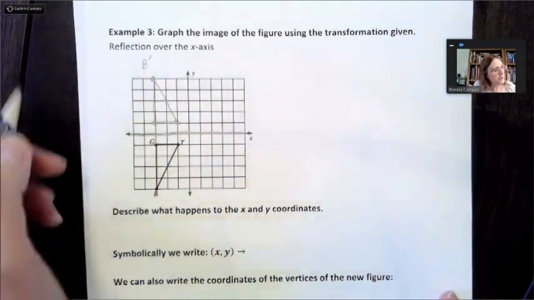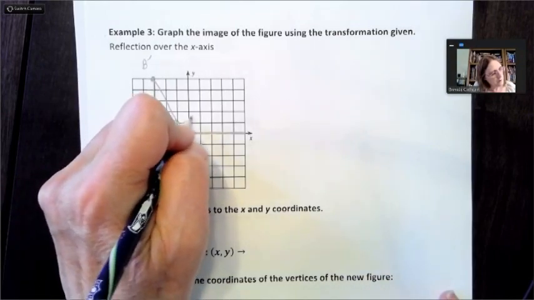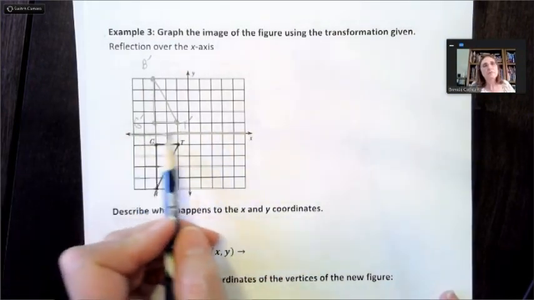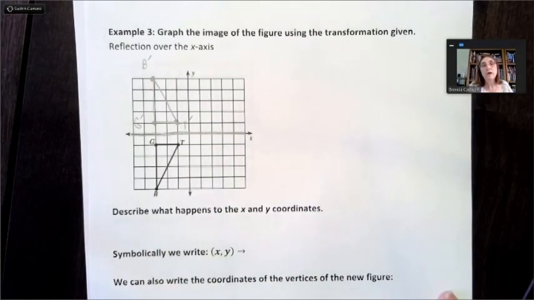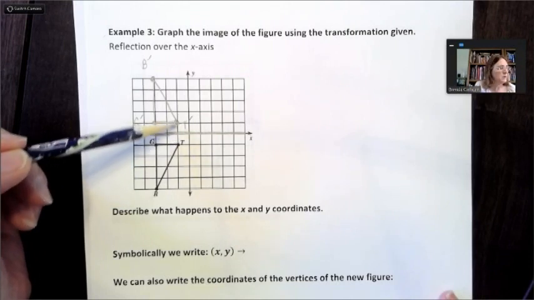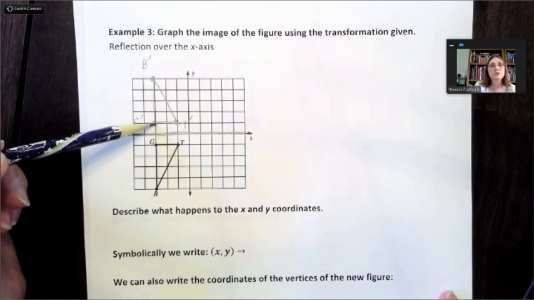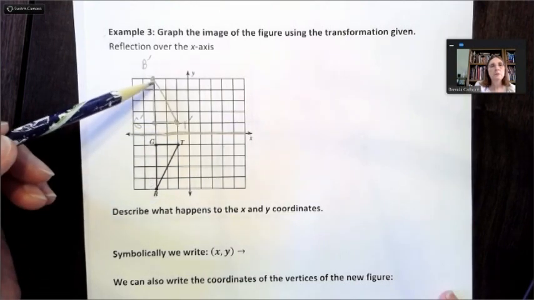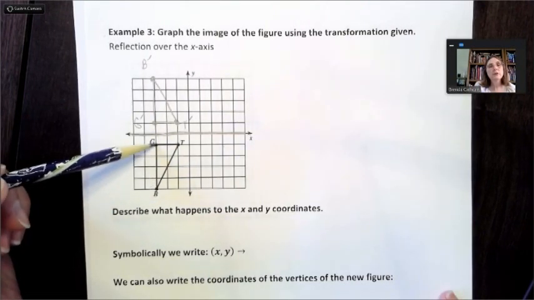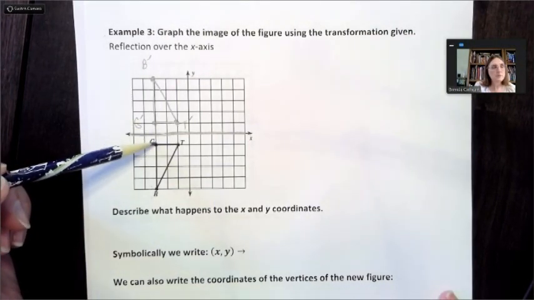It's a reflection over the x-axis. The x-axis is a line of symmetry. So what happens to the x and y coordinates? Well, notice all the x coordinates stay exactly where they were. T and T prime have the same x coordinate, as do G and G prime and B prime. What's different is the y coordinates are now opposites.